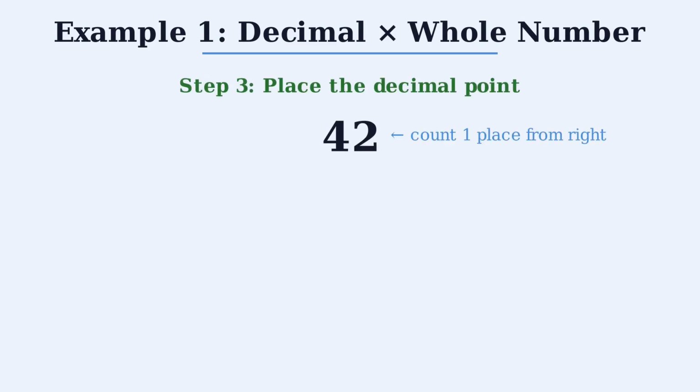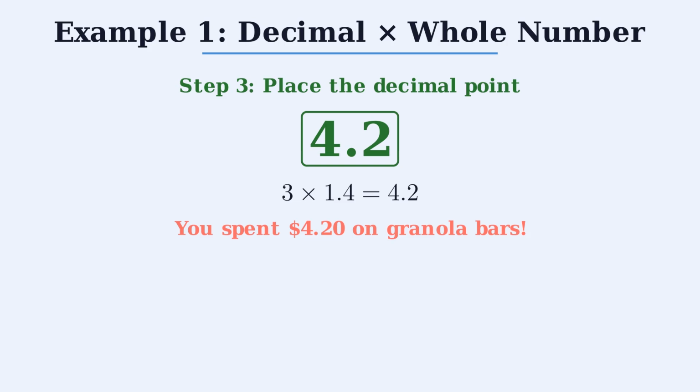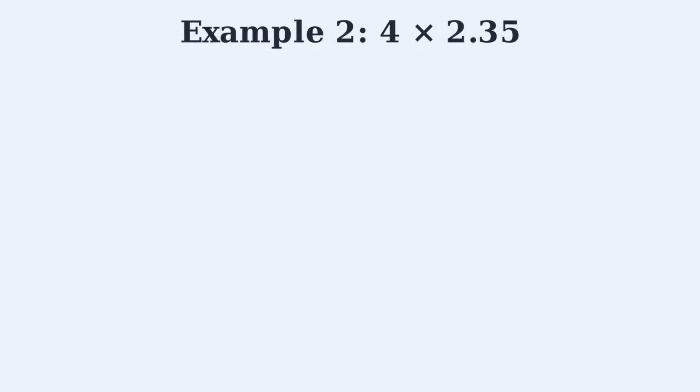Step 2. Count decimal places. The number 1.4 has 1 decimal place and 3 has 0, so our answer needs 1 decimal place total. Step 3. Take 42 and count 1 place from the right. We get 4.2, so 3 times 1.4 equals 4.2. You spent $4.20 on granola bars. Boom, that's it. Ready for the next level?